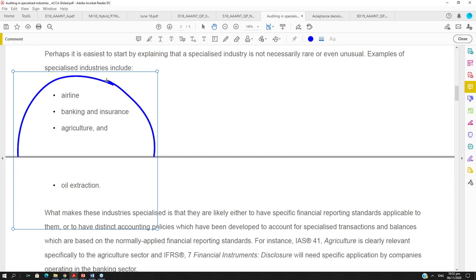So when you're auditing a specialized industry, what should you know as a student of AAA? What if a question comes in the exam paper which asks you, explain the methods that the audit firm should consider when auditing a specialized industry? Or suppose the question is formulated on a specialized industry. You're doing question number one, and question number one is developed on an airline. And in part C of the question, the examiner asks you, explain the specific matters to be considered when auditing the particular airline industry.